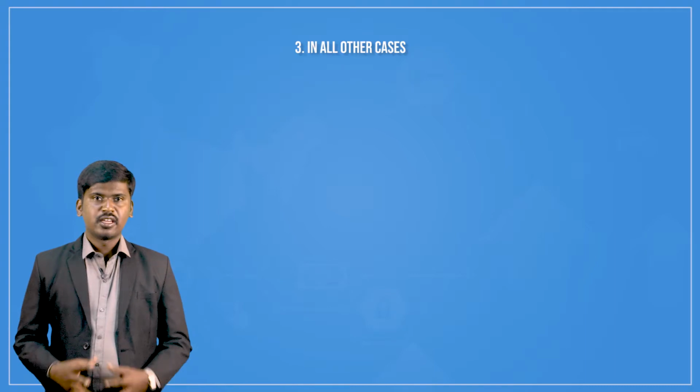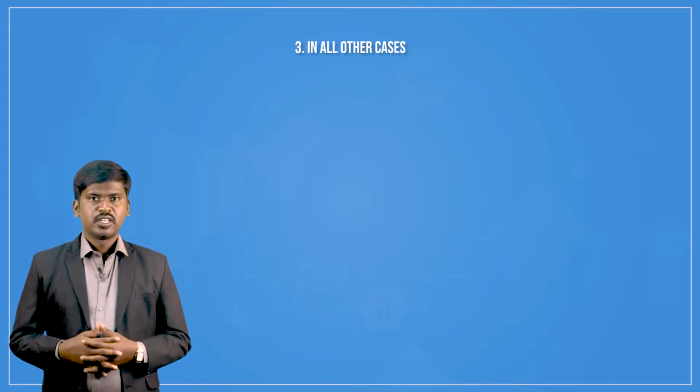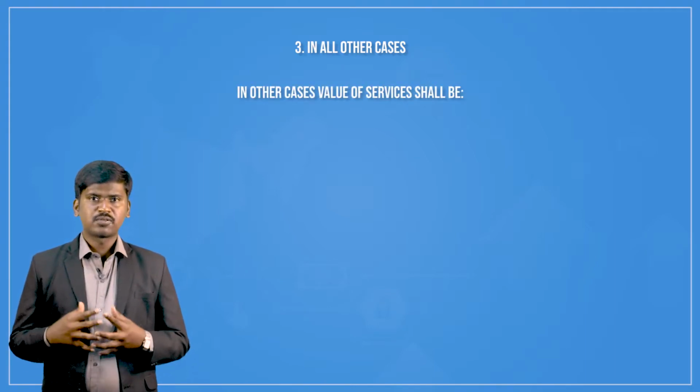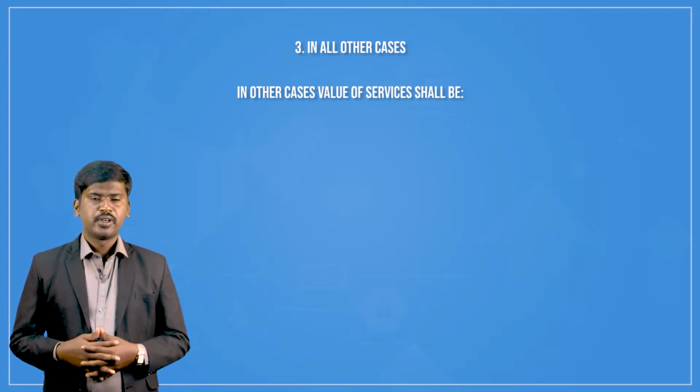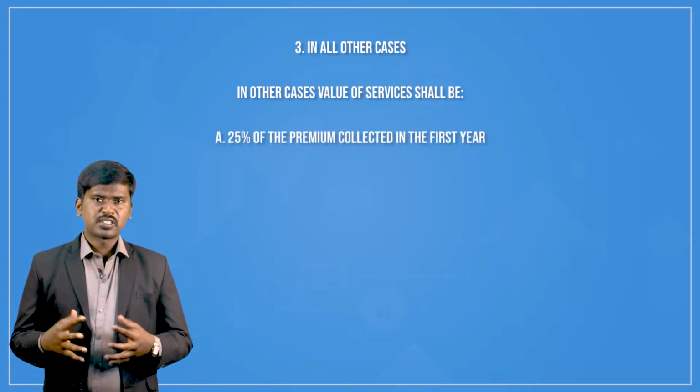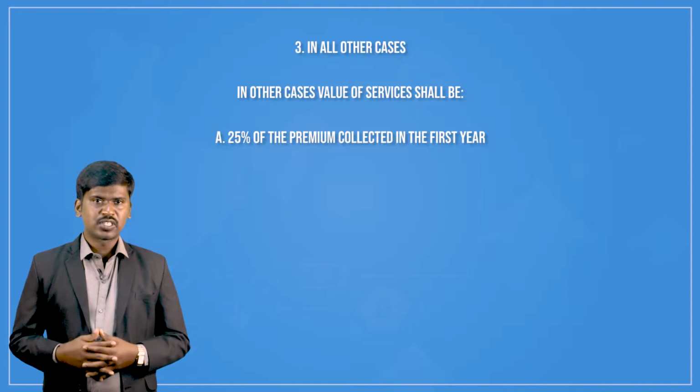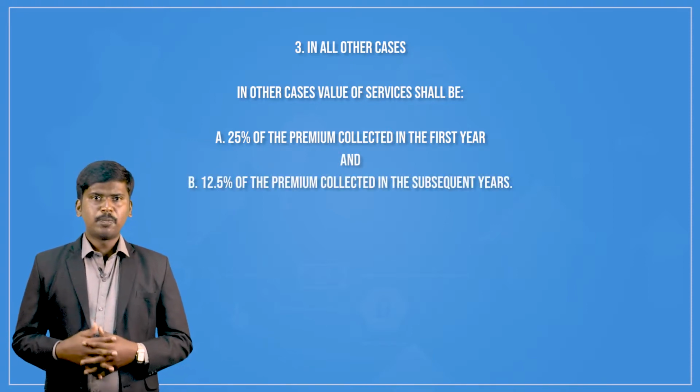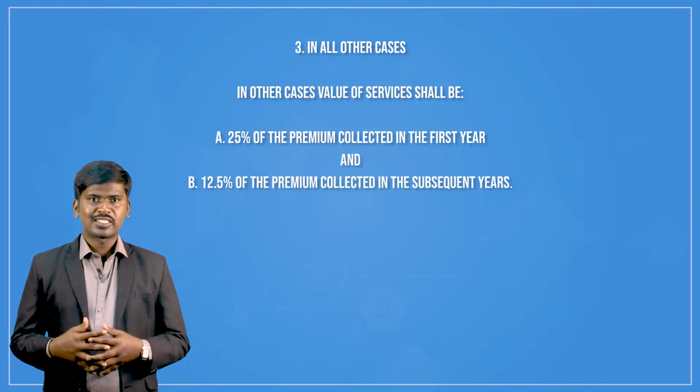Number 3, in all other cases, value of services shall be number 1, 25% of the premium collected in the first year and number 2, 12.5% of the premium collected in the subsequent years. It is noted that the valuation methods shown above are not applicable for the cases where the entire premium collected for the policy holder is only in respect of risk covered in life insurance business.